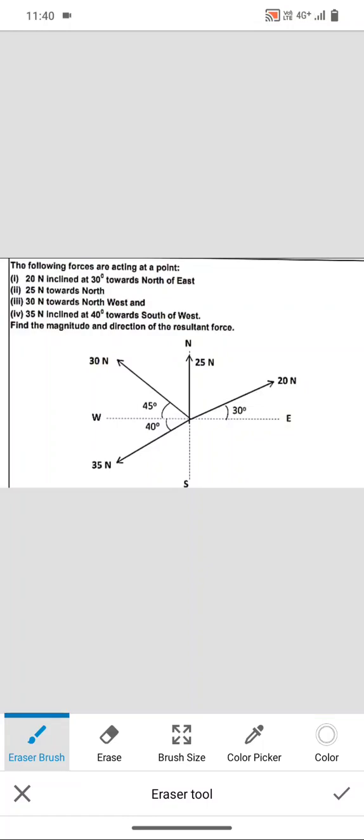Today I am solving one problem of engineering mechanics based on the first chapter, that is resolution of forces. This is the question. The following forces are acting at a point: 20 Newton inclined at 30 degrees towards north of east. That means its magnitude is 20 Newton and it is inclined 30 degrees towards north of east.